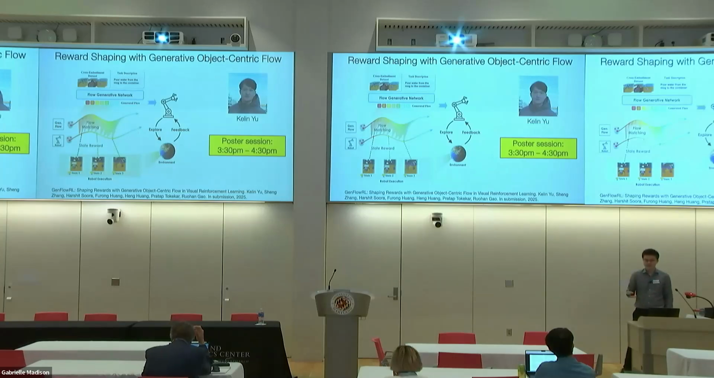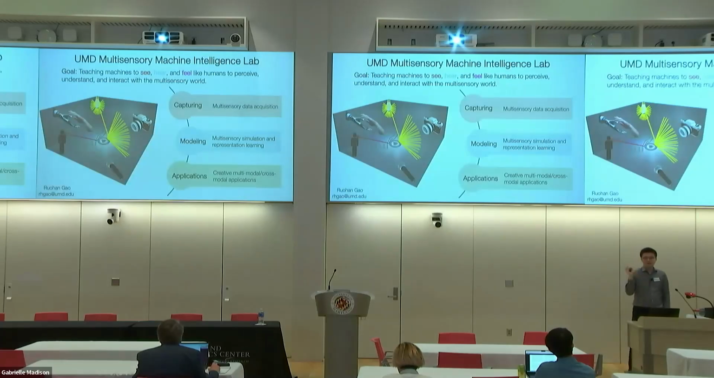My student Colleen has also talked about this in a lightning talk today, and he will also be in the poster section later in the afternoon. We are exploring how we can use no-dimensional generated flow to shape rewards in reinforcement learning. It's also along the line that we can use generative models to generate some modality and help shape the rewards in reinforcement learning to help robot learning. So maybe I'll just stop here.